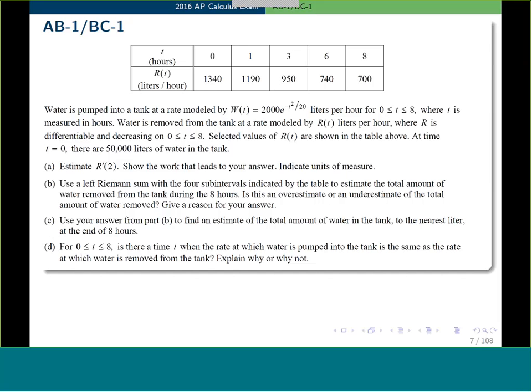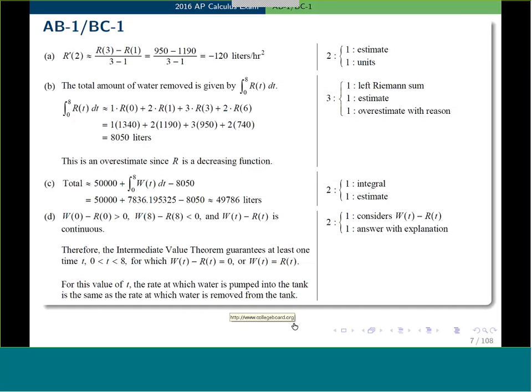And D was sort of a unique question, which we hoped the students would use the intermediate value theorem to solve. Is there a time when the two rates are the same? Kind of a cool question. So let's see. Here we go.